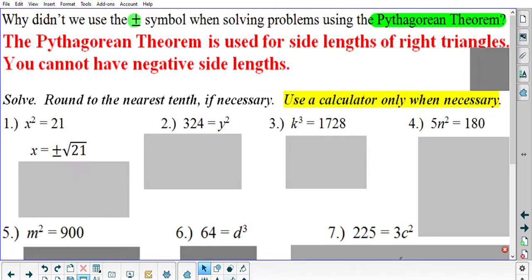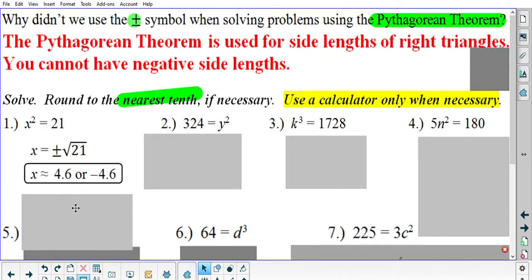The directions say round to the nearest tenth. So what would 4.58 round to? It would round to 4.6. But since I have to include the positive or negative of the square root, then it's going to be approximately 4.6 or negative 4.6. Notice I use the approximately equal to symbol because these are rounded answers. Whenever I round, you should be in the good habit of using the approximately equal to symbol.